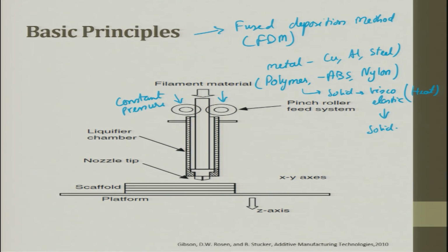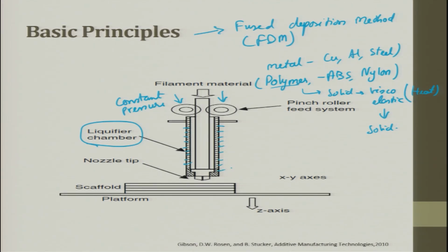So, these two pinch rollers try to give a proper tension to the wire such that the wire moves inside the nozzle. And when we are talking about polymer, what we do is when the wire is passed through the nozzle, it is heated. So, when it is heated, it goes to a viscoelastic state. So, this is done in the liquefied chamber. So, this is a heating, completely heating will happen here.